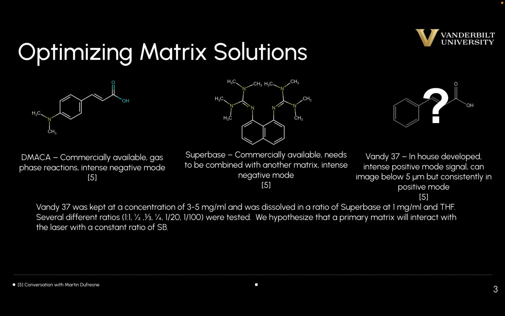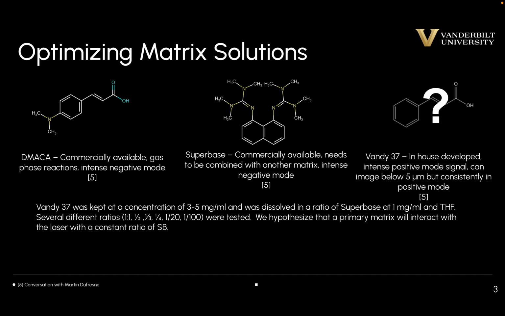Especially with different types of tissues, we know that Vandy 37 does not do as well on human samples, for example, in negative mode. So this summer, our goal was to find the right ratio of Vandy 37 to SuperBase in order to maximize our negative ion mode signal. This is because we know that Vandy 37 by itself can already do high resolution imaging, so we were meant to focus on a negative mode improvement.